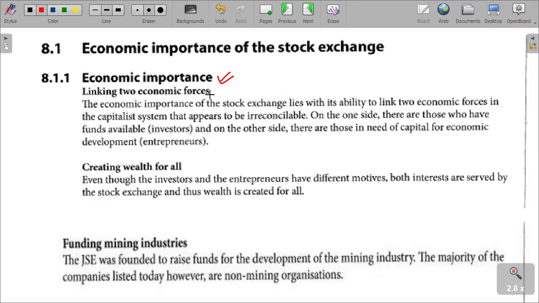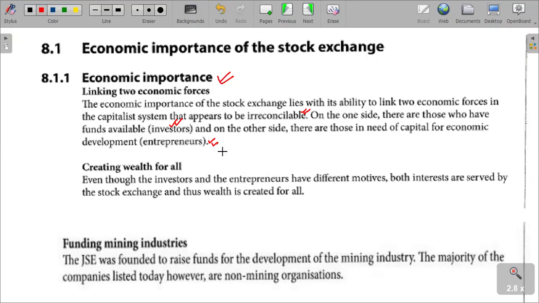We are saying linking two economic forces. For the growth of investment and development in a country, the economic importance of the stock exchange lies with its ability to link the two economic forces in the capitalist economy that appear to be irreconcilable, but need to be connected. On one side we have those who have funds, whom we call investors, and on the other side there are those who need capital for economic development, whom we call entrepreneurs. So the stock exchange brings into contact the investors and entrepreneurs within their endeavor to develop the country, or bring economic growth.